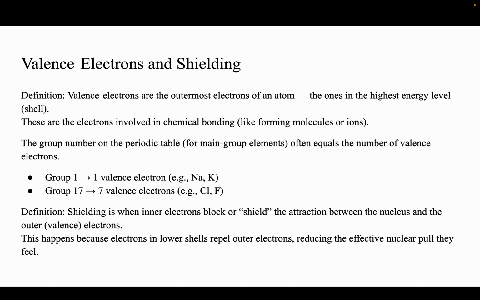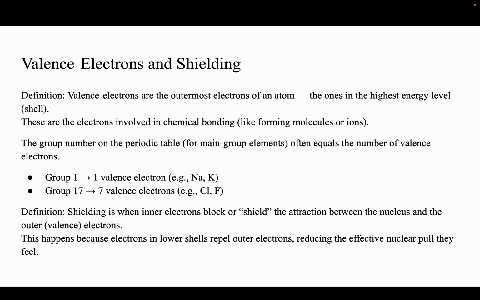So now we have valence electrons and shielding. Valence electrons, you should know this already, are the outermost electrons of an atom, the ones in the highest energy level. These are the electrons involved in chemical bonding, like forming molecules or ions. Remember that when atoms are bonding or coming together, they're trying to find stability. And basically they're sharing their electrons until one of them achieves the stable number of 8. Remember that 8 is the magic number in chemistry for this sort of stuff. So electrons are being shared between atoms when they bond, as they seek a total of 8 electrons to achieve stability.